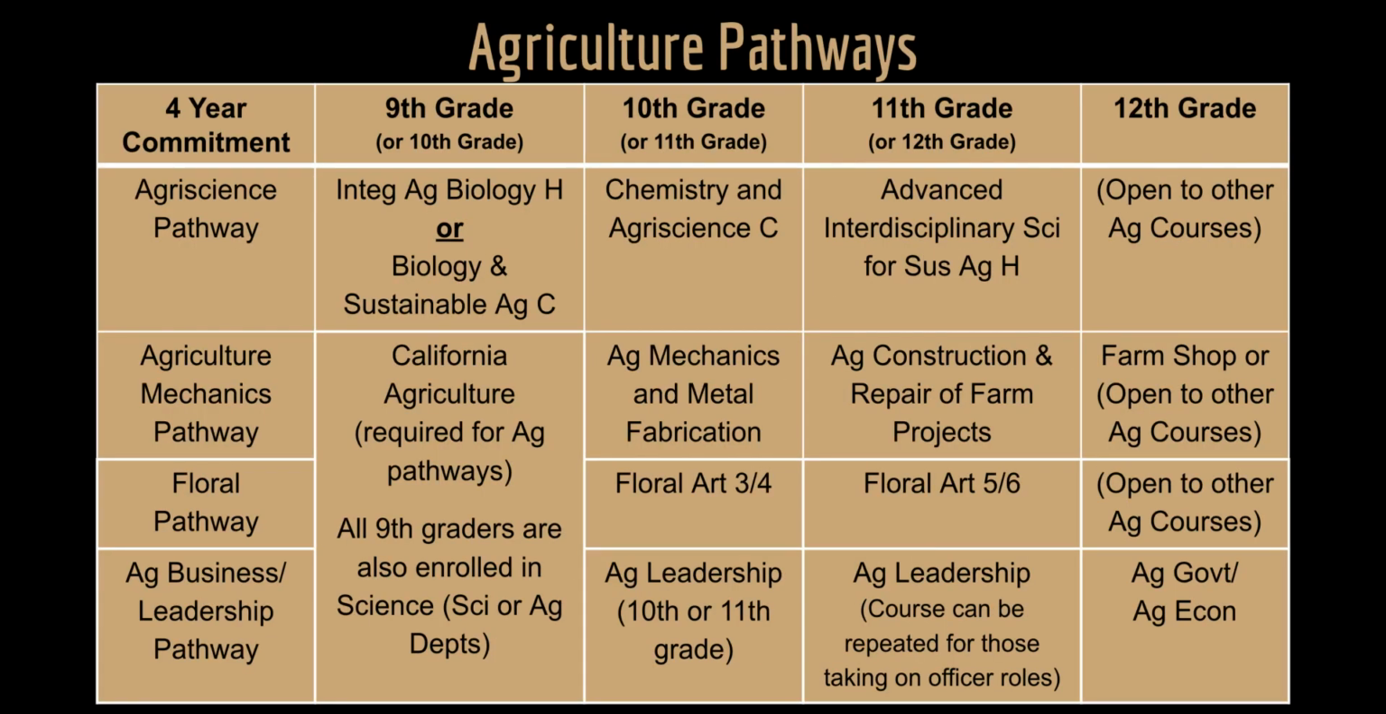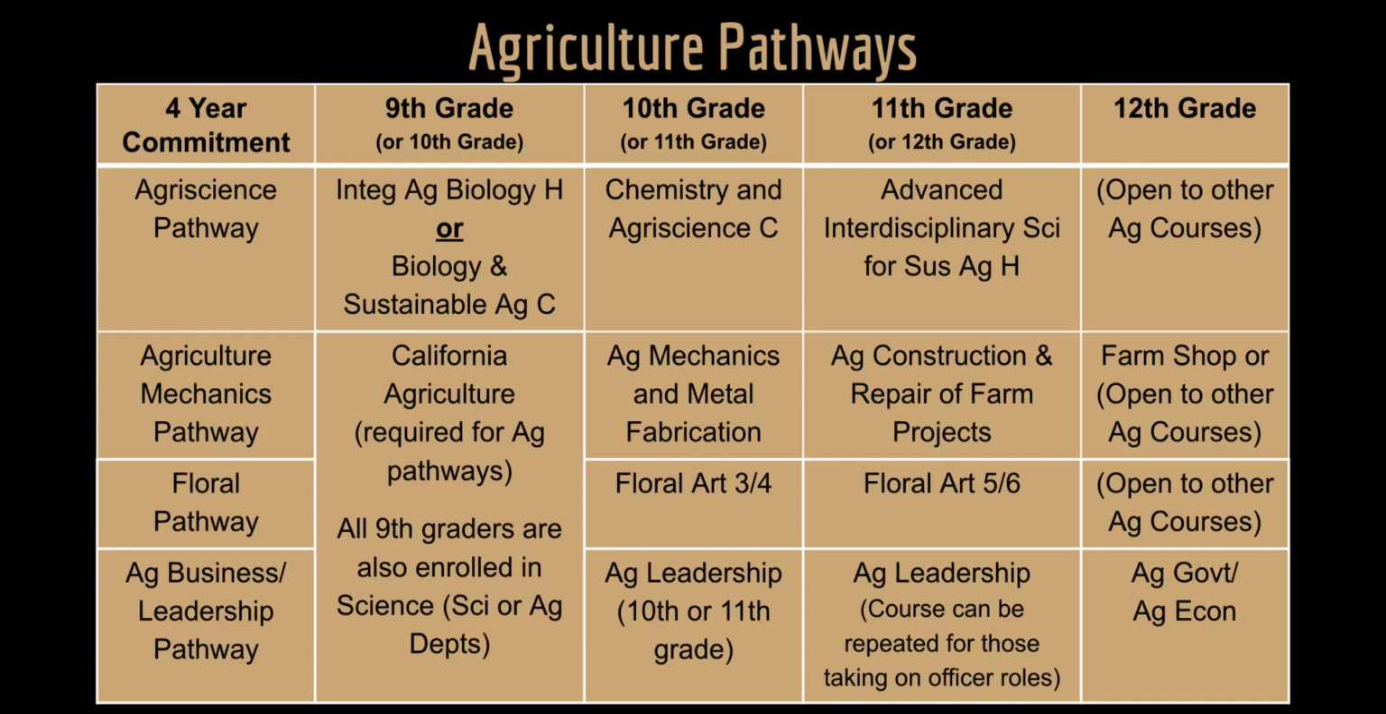We have 4 agriculture pathways as well. The first being agri-science, second, agriculture mechanics, next is floral, and the final is ag business and leadership. Students wanting to start the agriculture pathways in 9th grade can choose between the agri-science or doing the prerequisite and starting one of the other 3 pathways in the 10th grade.